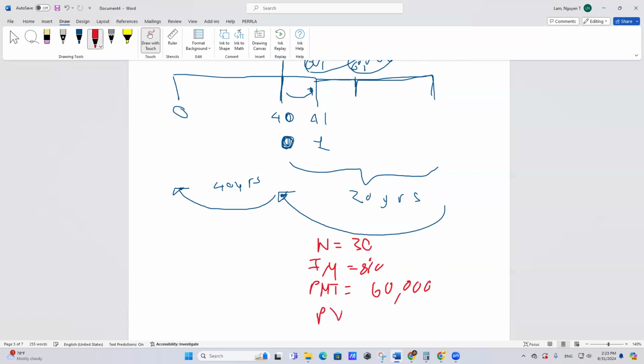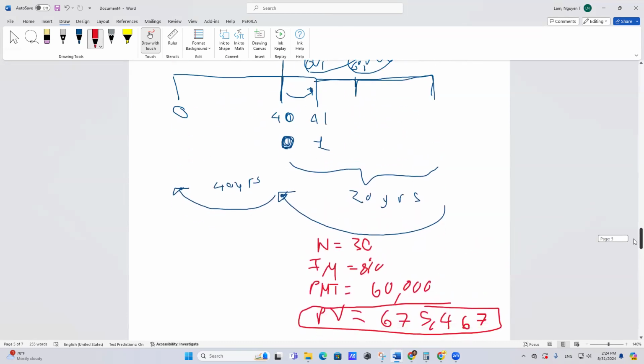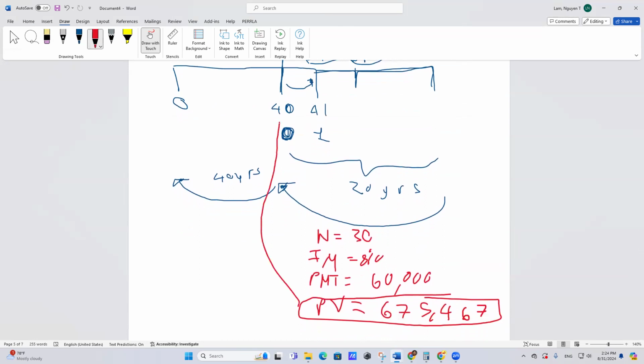All right. And then you hit compute present value. So this one is 4 things. Remember to clear your calculator. 30 for the N, 8 for the IY, 60,000 for the payment, compute present value. Yes, I got 675,467. Yep, something like that. Okay, and where is it on the cash flows? It is right here, right?